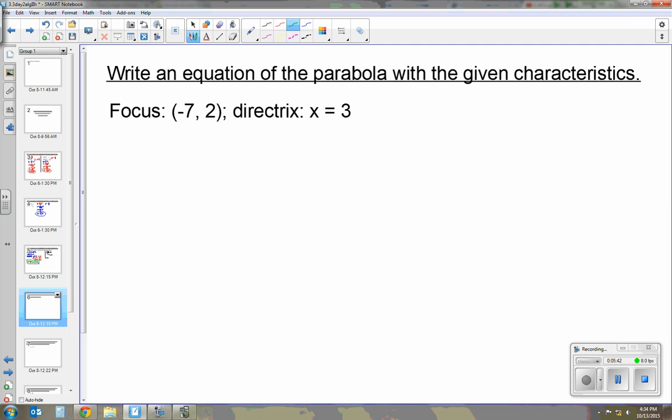This one, I give you the focus and the directrix. So let's graph this real quick to see what we've got here. So we have a directrix of x equals 3. And then a focus of (negative 7, 2).